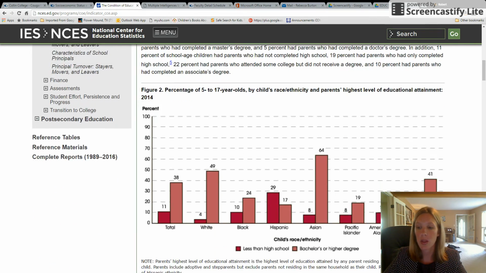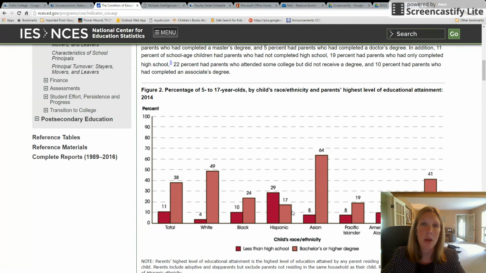What does that mean? Well, we see those distributions skewed when we look at them in terms of race. When we look at those numbers in terms of race, we notice that, yes, 38% of our total population of families have parents with a bachelor's degree or higher. But in terms of race, we notice that 64% of Asian families have a bachelor's degree or higher. We see whites at 49%, but when you're looking at the other races, we're seeing a very small percentage, lower than the average, of families that have parents with a bachelor's degree or higher.